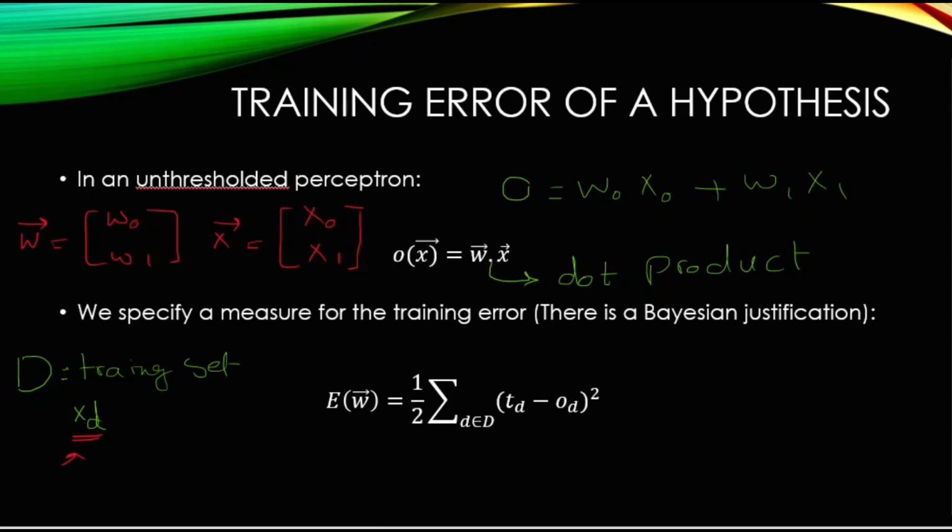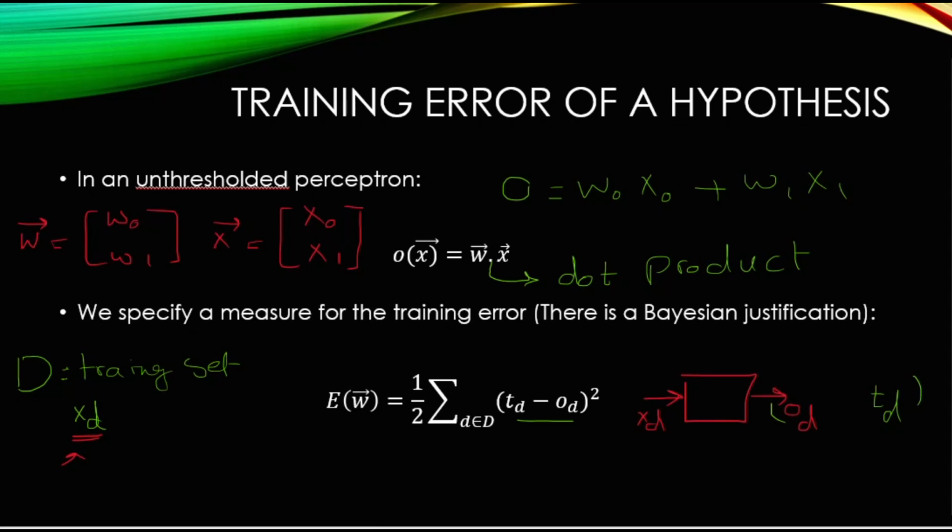So if you think about your neural network, X of D gets in, you generate O sub D, and you have your ground truth for that example, which is T sub D. Then you measure the difference between these two. How do we measure? We say T sub D minus O sub D, and then we square it. Again, there is a good reason why we square it.